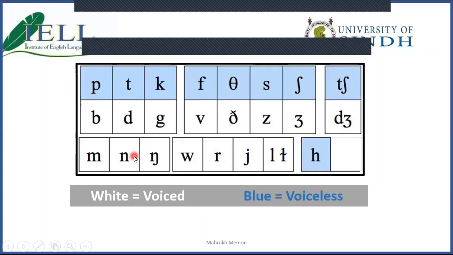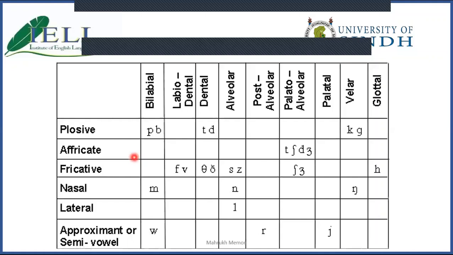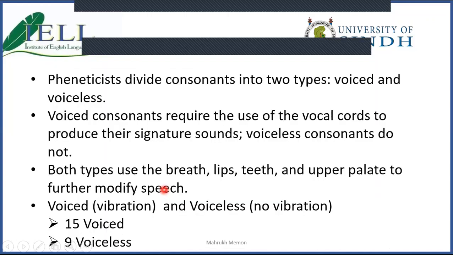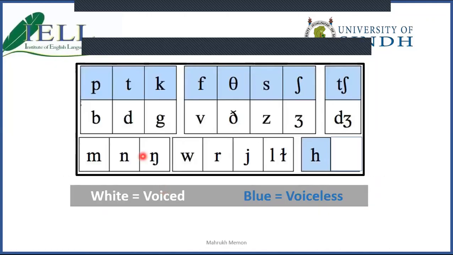We see in the chart, for example, here, these m, n, ng, there is no sound with the same place of articulation and manner of articulation, yet we have to determine whether they are voiced or voiceless. We see that these are voiced consonants. Only h, when we pronounce h, there is no vibration and it is voiceless.